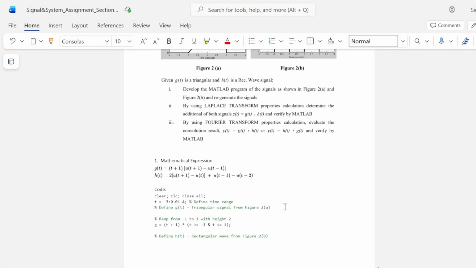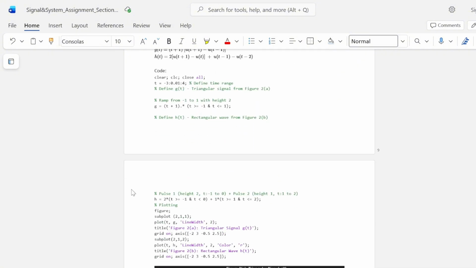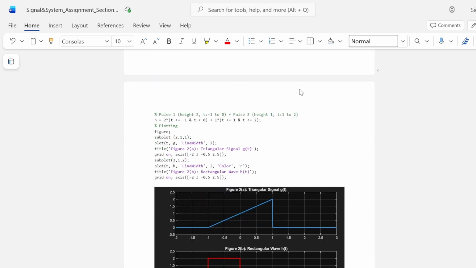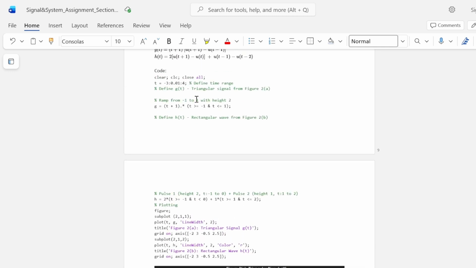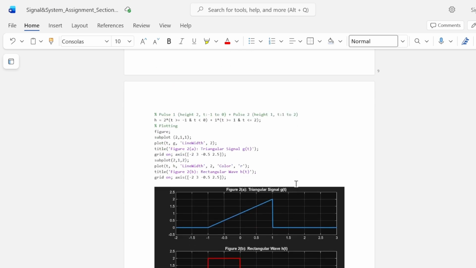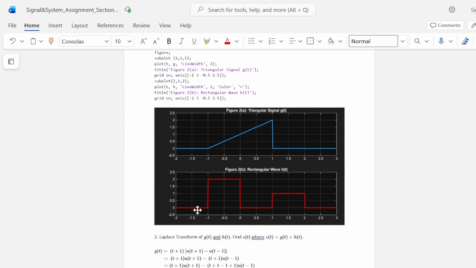So this is the code for us to generate these 2 signals inside MATLAB. First you can see we define g, and then we define h, and then we plot them. This is the plotting, the generated signals in MATLAB.